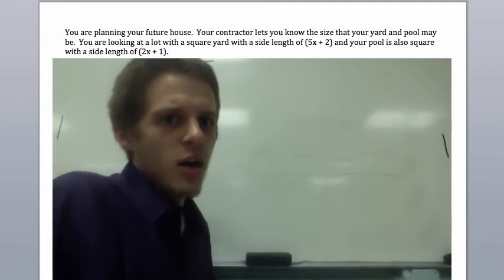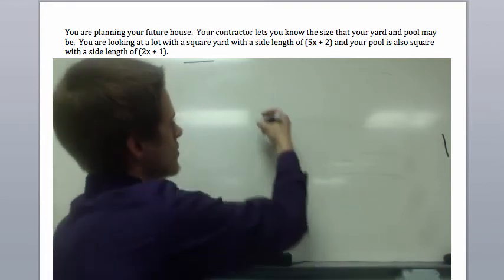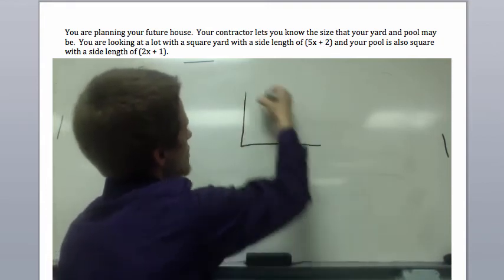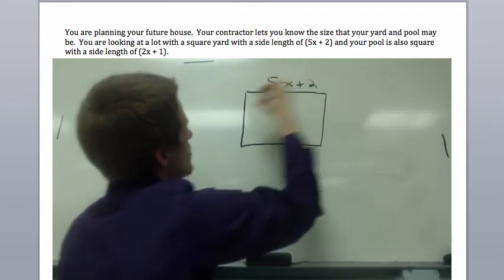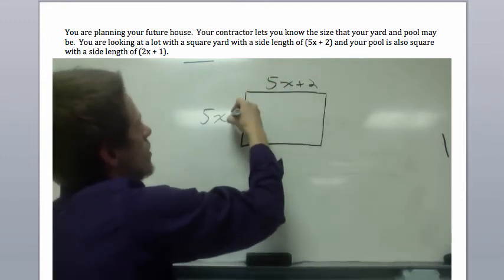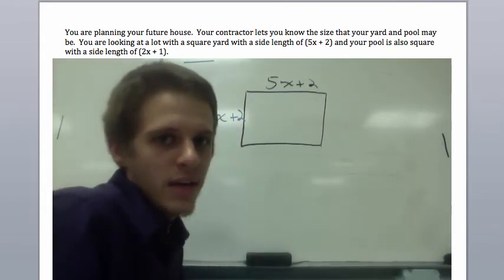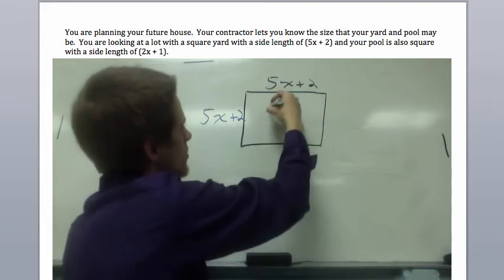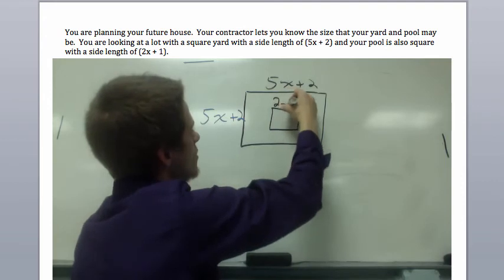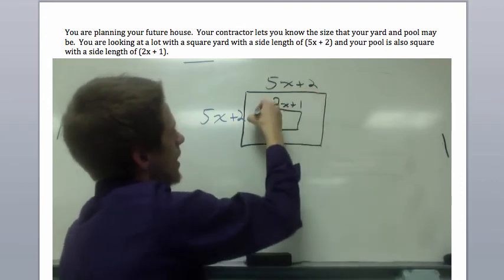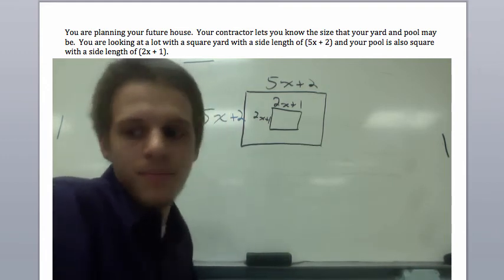Alright, so we've got a yard, a square yard, and the side length is 5x plus 2. So here's my square yard, 5x plus 2, 5x plus 2, okay? And I've got a pool, so my pool's on the inside somewhere here, and the length is 2x plus 1, and 2x plus 1. That's my diagram.